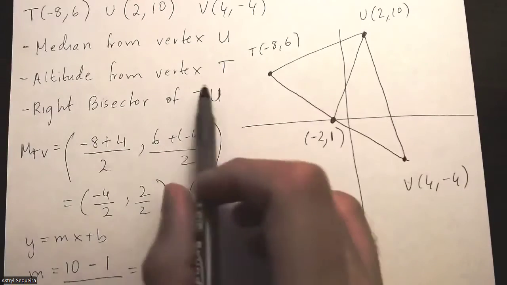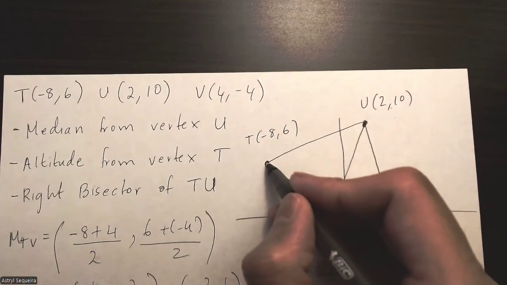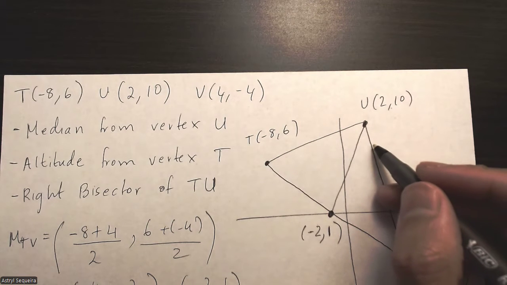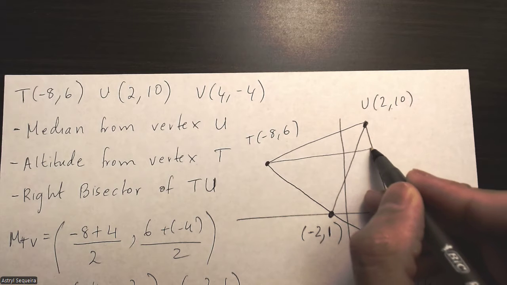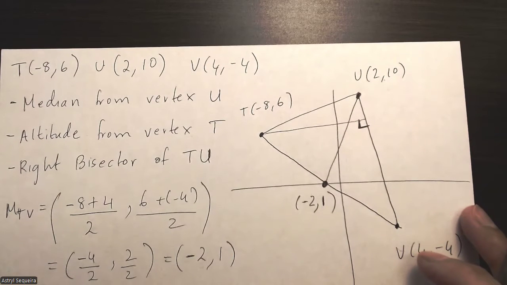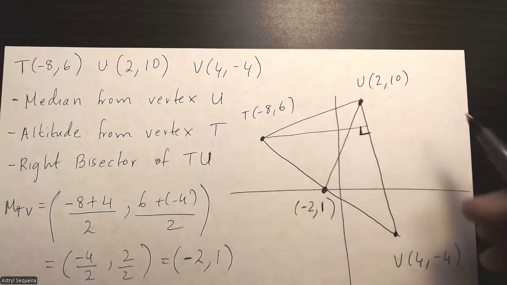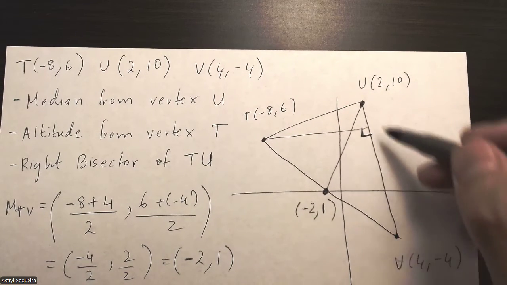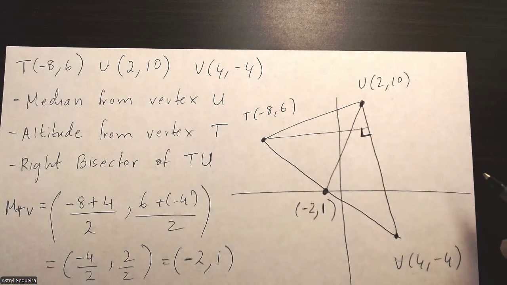Let's find the altitude from vertex T next. So if I'm drawing an altitude, I always start at the vertex and I go across to the opposite line and I make sure it's perpendicular. So again, this doesn't have to be super accurate. Just make sure you don't draw it to the midpoint. That's the important thing. And then make this perpendicular over here. Now to find the equation of this line, I'm going to first have to find the slope of this line here and do the negative reciprocal to find the slope of that one over there.